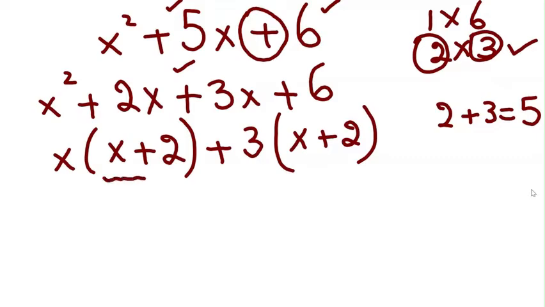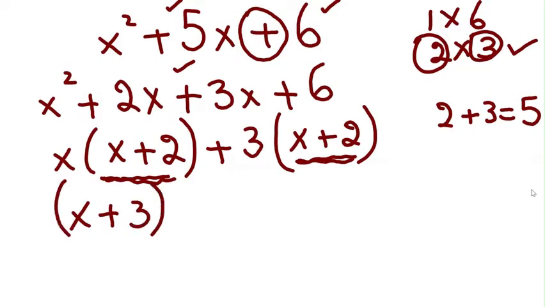Always remember this bracket and this bracket should be same. It means that the factorization has been done correctly. The two brackets should be same. After that, you have to close it. X plus 3 should go in one bracket and x plus 2 will be in another bracket. So these are the factors of x squared plus 5x plus 6. These are the two factors, x plus 3 multiplied by x plus 2.